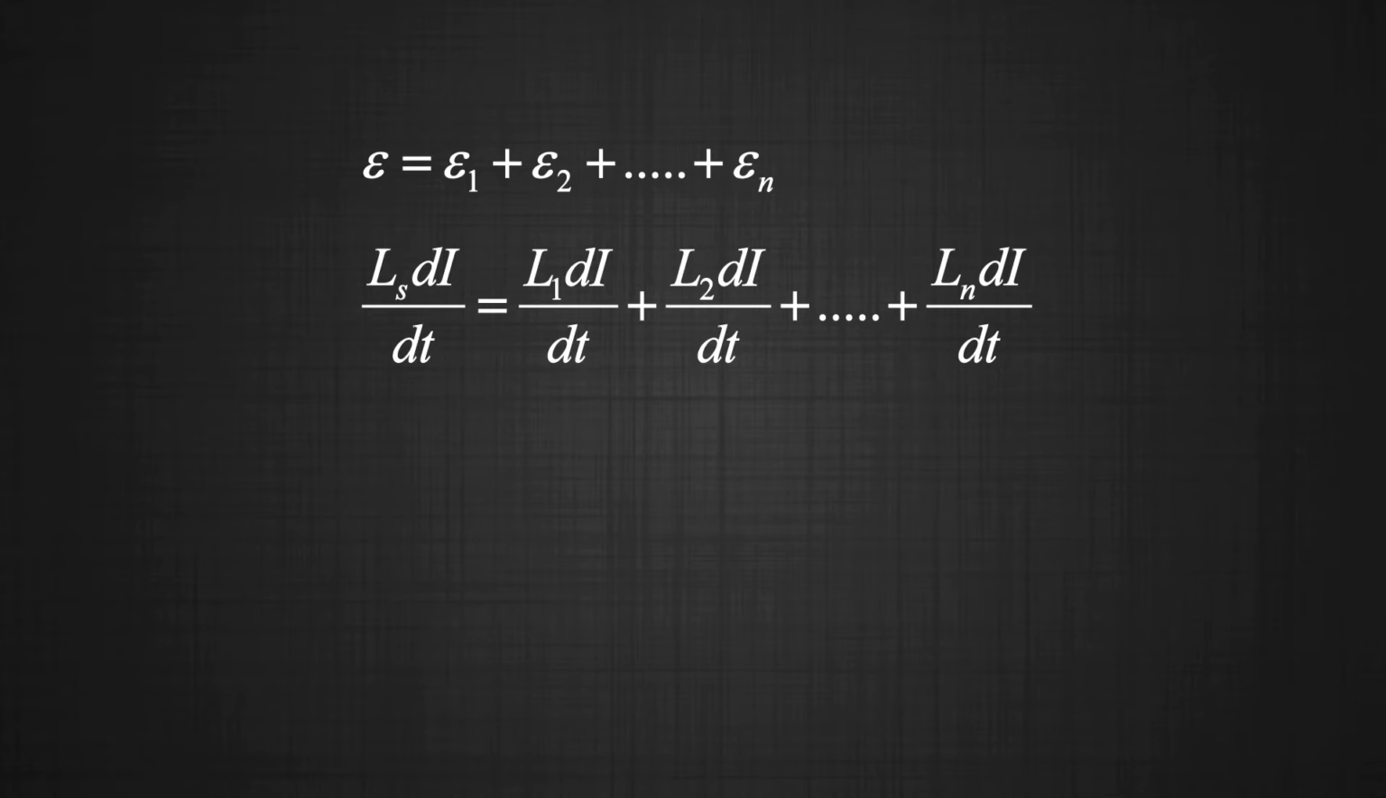So, all di by dt cancels on both sides and we get Ls equal to L1 plus L2 and so on till Ln. Therefore, combined inductance of coils connected in series is equal to the sum of inductances of individual coils. In series, the total inductance increases.